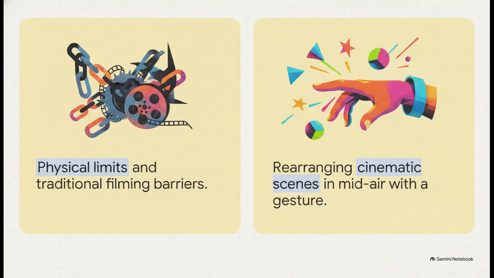Which brings us to Phase 4, the creator's new power. This perfectly contrasts the old reality with the new one we're stepping into. The old reality of video creation was totally defined by physical limits. You were held back by your budget, physical filming barriers, the weather, gravity, you name it. But in the new reality described in the text, the creator just smiles in their studio, and with a simple physical gesture, they can literally rearrange cinematic scenes in mid-air. The technology acts as a direct extension of what they want to do. The heavy, frustrating friction of traditional filming is just entirely bypassed.